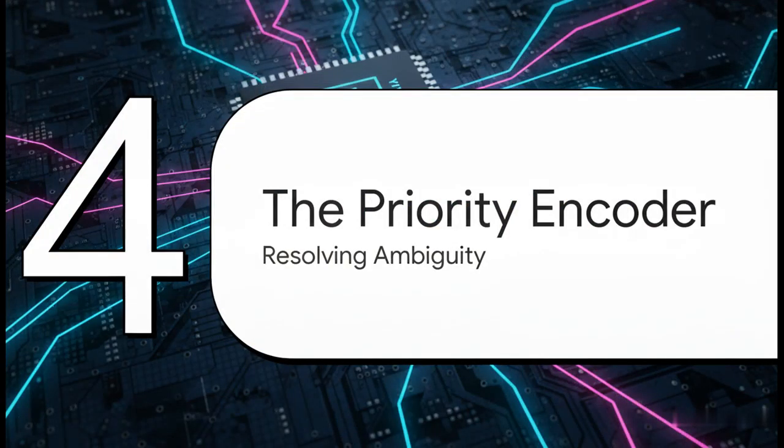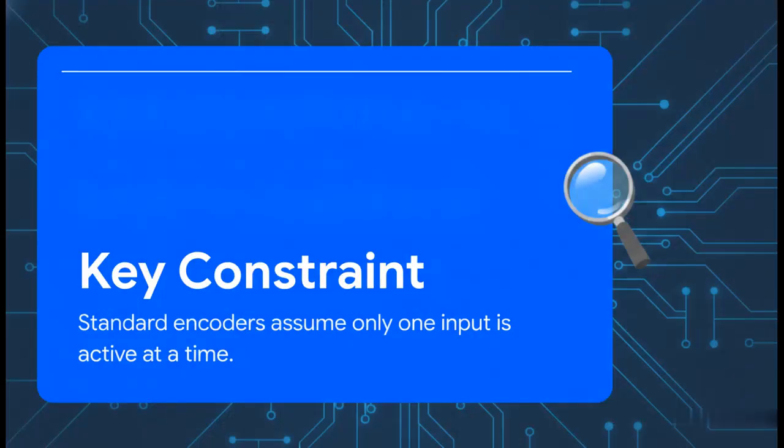Section 4. The priority encoder solution. See, in a perfect, entirely theoretical universe, an encoder only receives one signal at a time. But what happens when 2 signals arrive at the exact same microsecond? This reveals the critical flaw of the standard encoder. It assumes only one input is active.